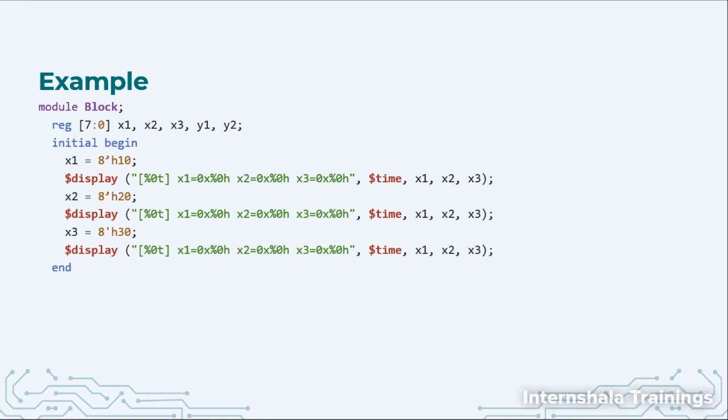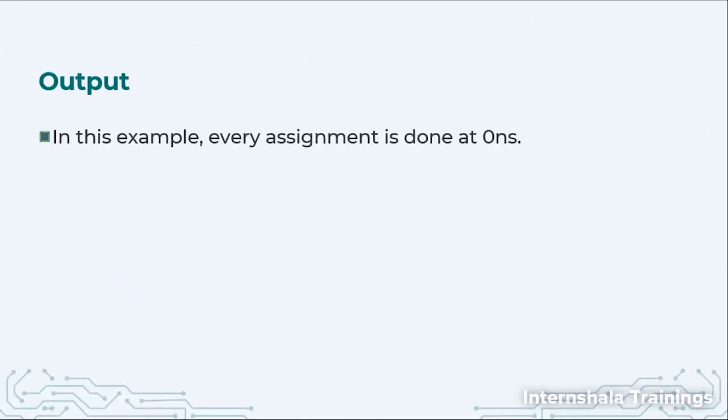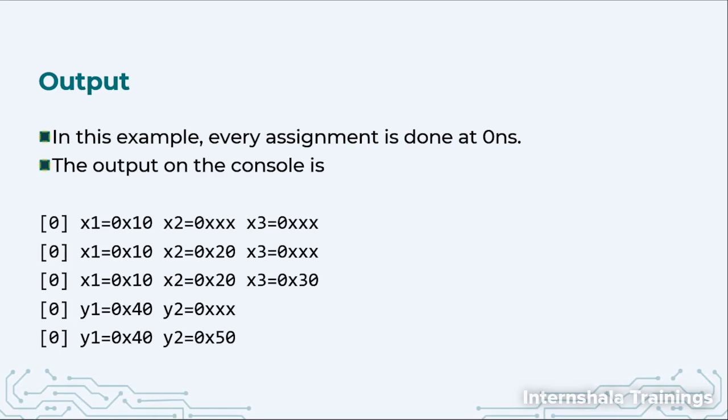And in parallel to this block, I have one more block where I am assigning the values of y1 and y2. y1 is given 40 and y2 is given 50. All these values we are assigning at t equal to 0. 3 values in block 1 and 2 values in block 2. Let us see what the output is. As we discussed, everything is assigned at t equal to 0, so we get the output.